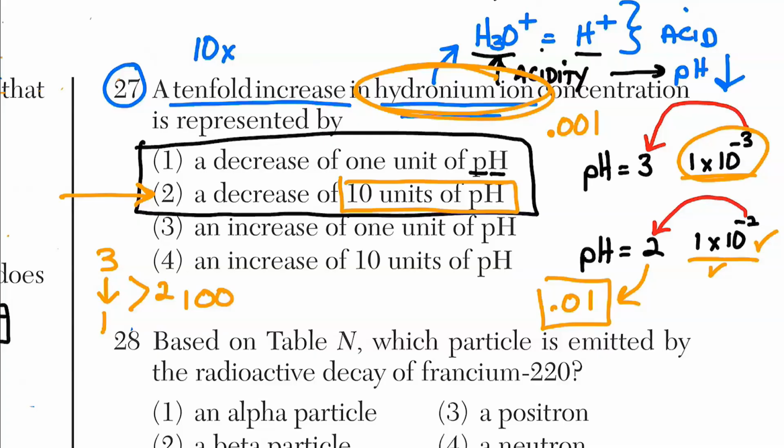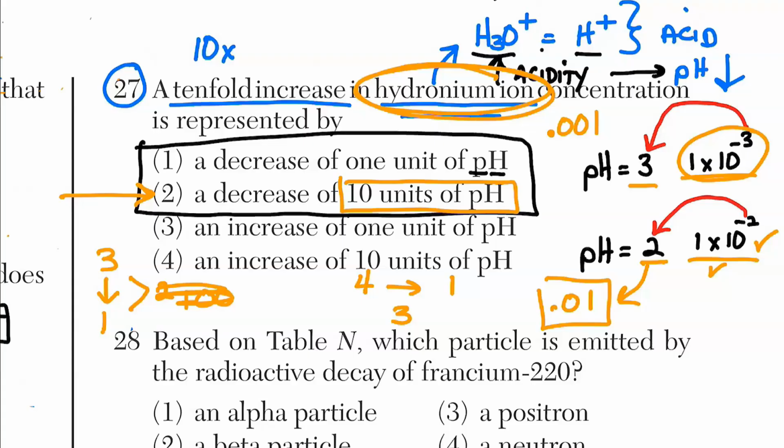Okay, 10 times 10 is what? 100. And if we went from, let's say, 4 down to 1, we can see we changed 3 zeros, which is 1,000. So remember, the reasoning is because the pH scale is based upon an exponent base 10, which changes every time there's a 10 times change. All right, so in any case, choice 2 is the answer for number 27.